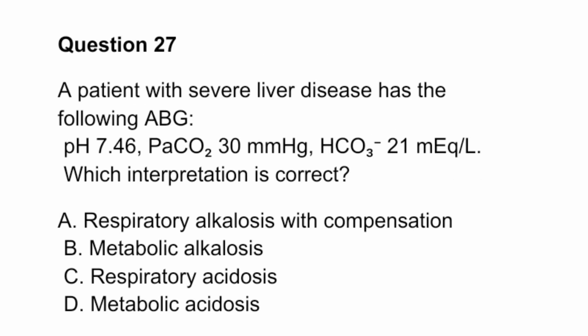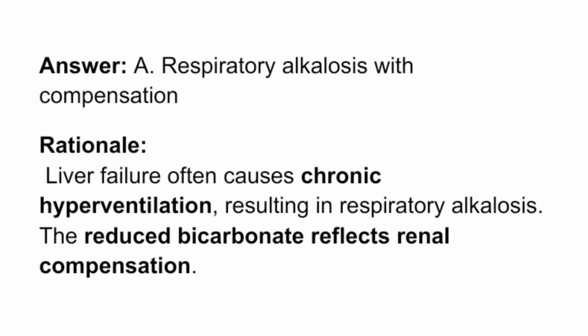Question 27. A patient with severe liver failure has the following ABG: pH 7.46, PaCO2 30 mmHg, HCO3- 21 milliequivalents per liter. Which interpretation is correct? A. Respiratory alkalosis with compensation. B. Metabolic alkalosis. C. Respiratory acidosis. D. Metabolic acidosis. Answer: A.